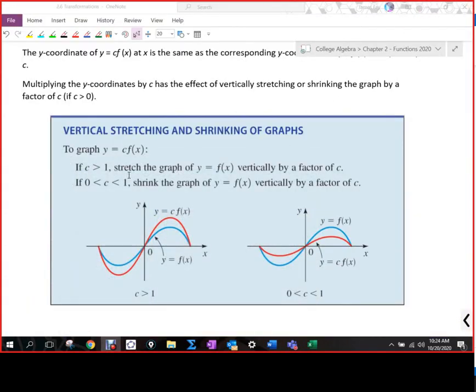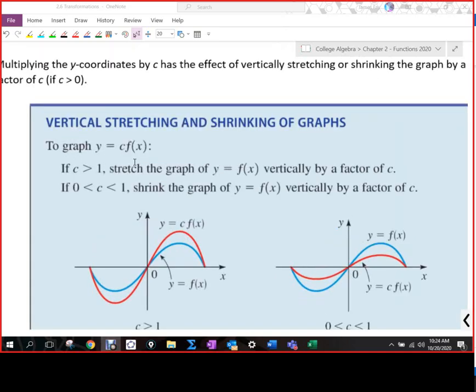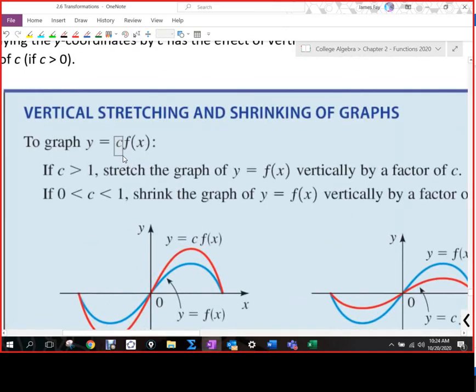When we talk about a vertical stretch or a vertical shrink, or I call it a compression, for our functions, okay? And what it says here is if you have what we call a scalar multiplier, that number right there is referred to as a scalar multiplier, and basically it's a scale factor. Okay, if we want to graph y equals c times f of x, if c is greater than 1, okay, so we're multiplying.